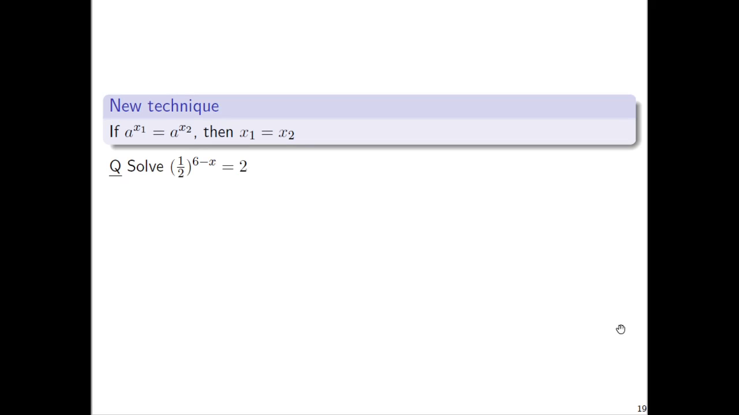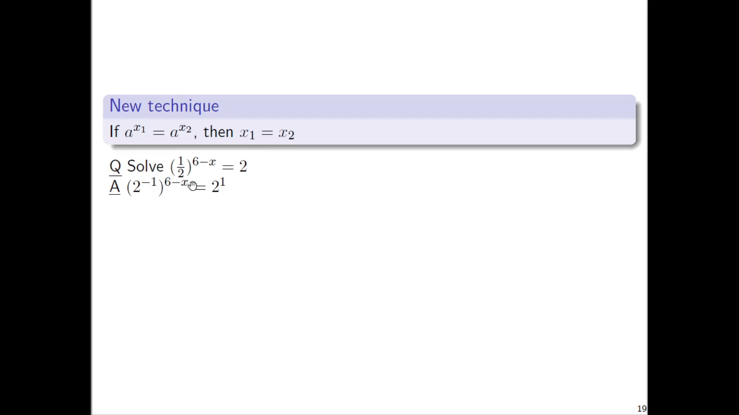Okay, let's try another one. 1 half to the 6 minus x is equal to 2. It'd be nice if both bases were 2, and 1 half can be replaced with 2 to the negative 1. So this requires some real practicing of things like negative exponents and so on. So remember that 2 to the negative 1 is 1 over 2 to the positive 1. So this 1 half, another way to write it is 2 to the negative 1.